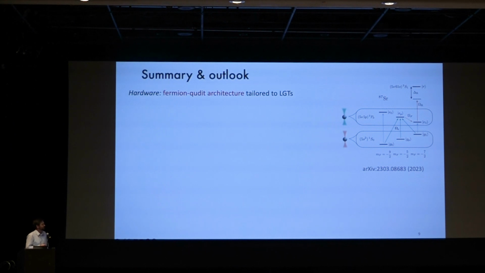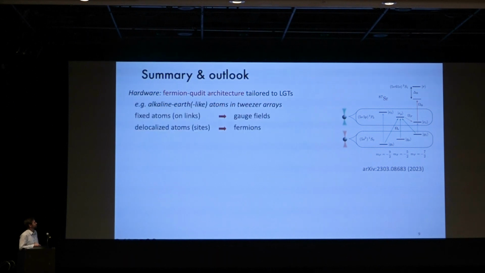I've showed you somewhat of a quick, high-level overview of the fermion qubit type architecture that we have in mind, that in principle would allow us to simulate arbitrary lattice gauge theories. And just to summarize, the important feature here is to use atoms with the right properties. First of all, they need to be fermionic. Then they need sufficiently many internal levels. And then we need to play some other tricks to realize these tunneling gates, for example. So for that, it's actually quite useful to use alkaline earth type atoms.